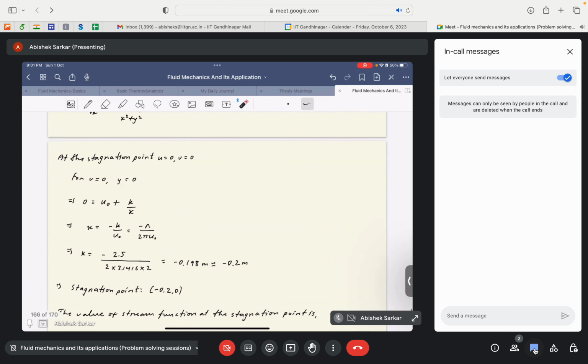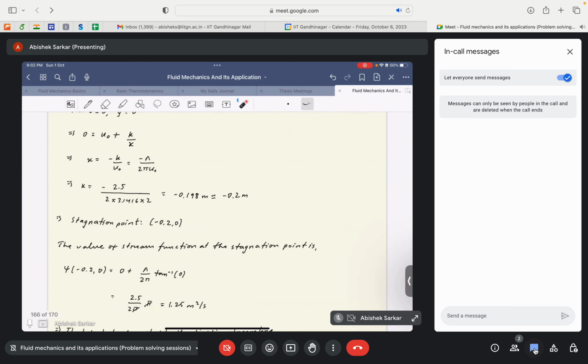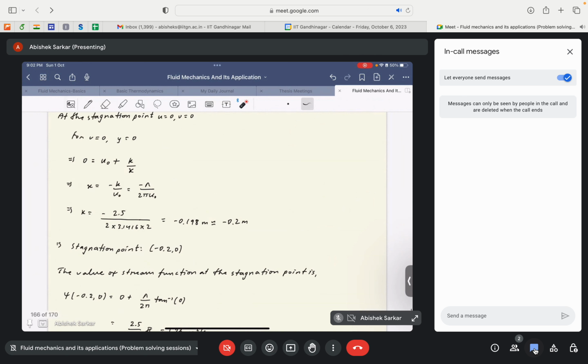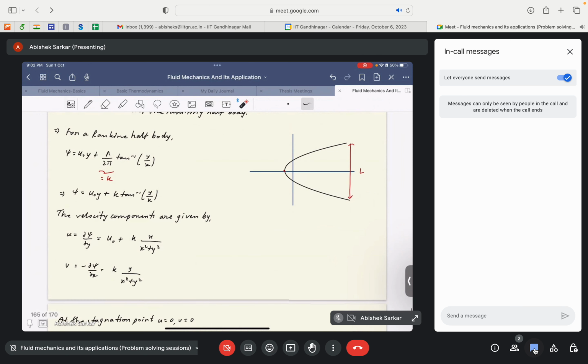Okay, and so x would be equal to minus 2.5 by 2 into 3.1416, that is pi into 2, where u naught is 2. So we get that x is equal to almost minus 0.2 meter. So the stagnation point is at the location of x equal to minus 0.2 and y equal to 0. Okay, so now since the stagnation point is known, we need to find the equation of the streamline passing through the stagnation point.